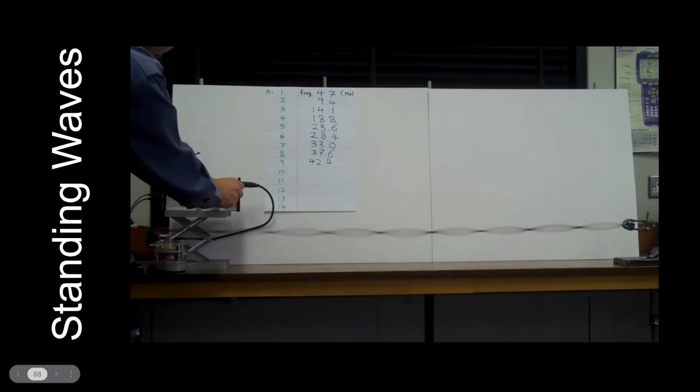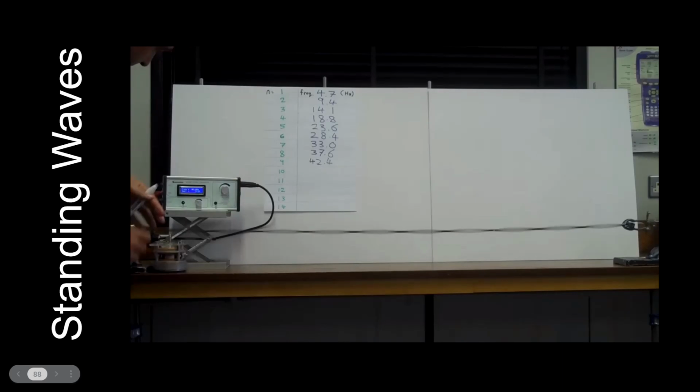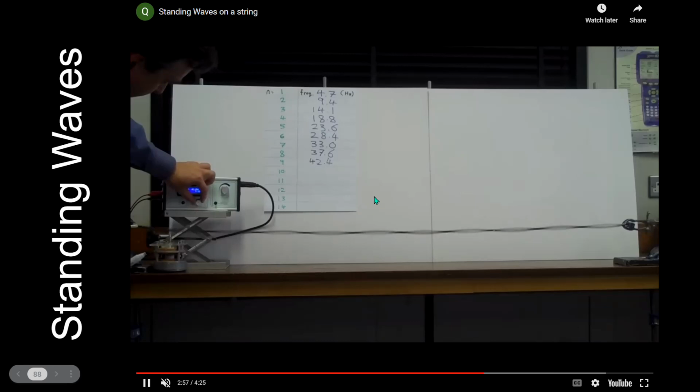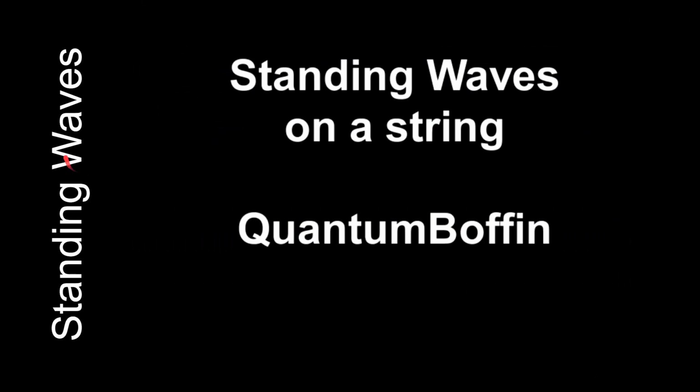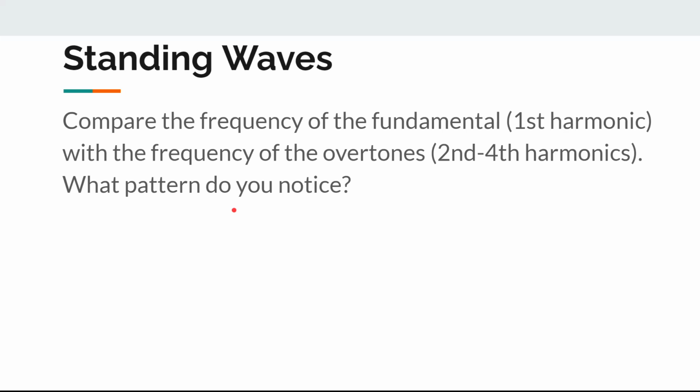It gets harder to see as you add more of them to the string, but you can theoretically add as many of them as you want. You just won't be able to see it very well. Okay, so it's the same pattern that we were just looking at. You're adding half a wave each time, and you can count those antinodes, you can count those nodes. It's the same pattern of multiples of that fundamental. So that's what this question is asking. It says, compare the frequency of the fundamental, that's your first harmonic, with the frequency of the overtones.